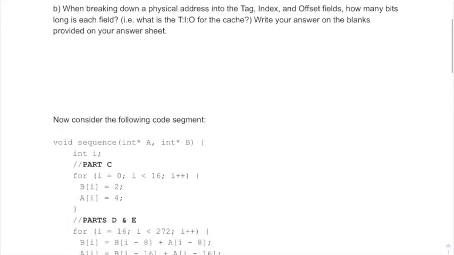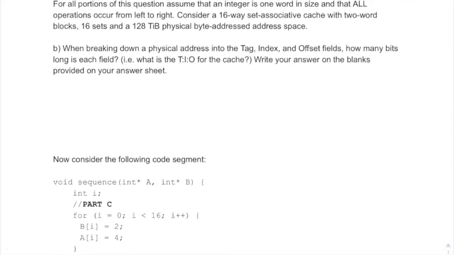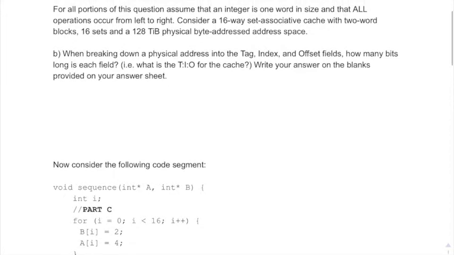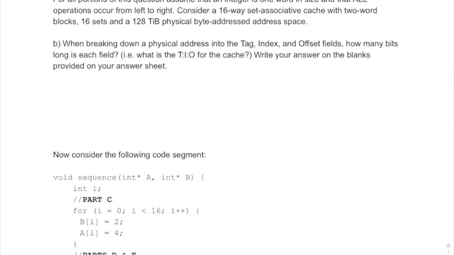Now let's look at part B. So part B asks for a TIO breakdown of this cache here. So let's first try and figure out what the offset is. The problem mentions the block size. Okay, so it says the block size here is 2 word blocks. Because the word is 4 bytes, this means that the block is 8 bytes in total.